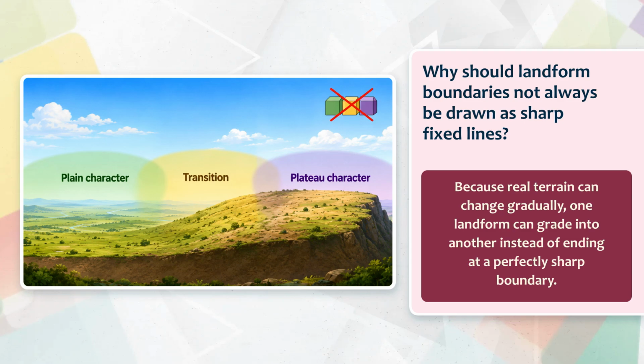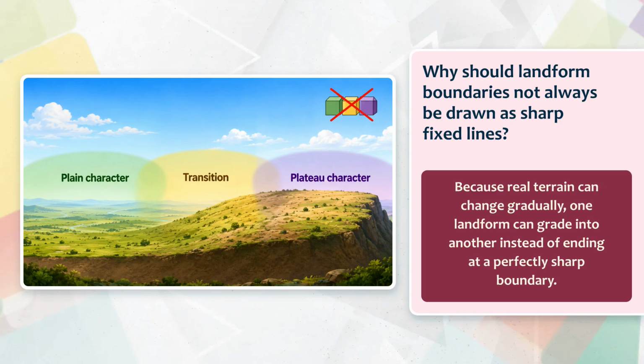Why should landform boundaries not always be drawn as sharp, fixed lines? The gradual change gives the reason. Because real terrain can change gradually, one landform can grade into another instead of ending at a perfectly sharp boundary. The transition zone shows why a neat drawn line may simplify a continuous landscape.